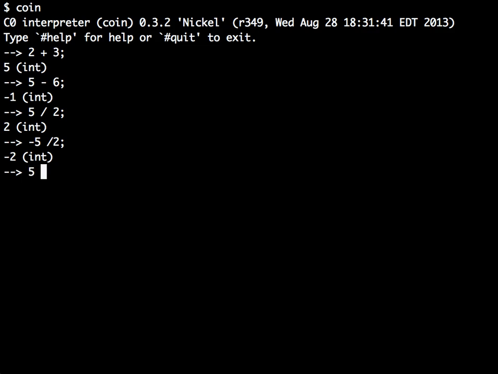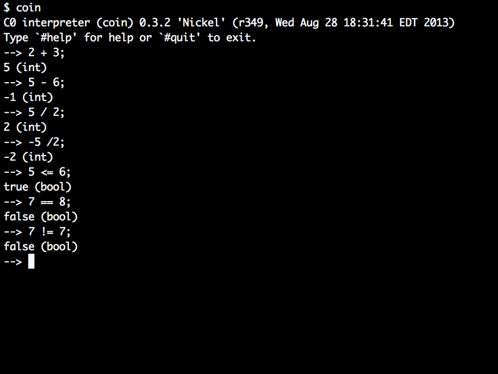We also have another type of operator that you're probably familiar with, comparison operators. So for example, we can ask C0 if 5 is less than or equal to 6. We get true, and keep in mind that this operator takes in two integers and gives us back a boolean. Some other comparisons, which I'm sure you've seen before but might look a little bit different, are equality, or double equals, which will tell us if two numbers are the same, and inequality, or not equals, which will tell us if two numbers are not the same. So actually, let's try this. 7 is not equal to 7 is false because 7 equals 7 is true.